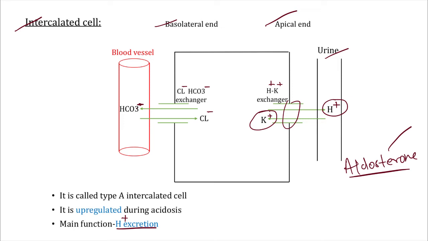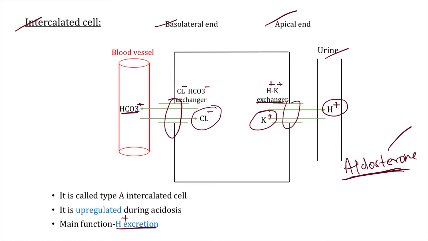So what is the name of this channel, sir? The name of this channel is H plus K exchanger, hydrogen potassium exchanger. Very important to note, sir. This hydrogen potassium exchanger is exclusively under the influence of aldosterone only. Now very important, on the other end, the basolateral end, this intercalated cell has one more protein channel. What is the function of this protein channel, sir? This protein channel moves the bicarbonate into the blood. In response, one chloride ion comes inside. So again there is exchange of ions.